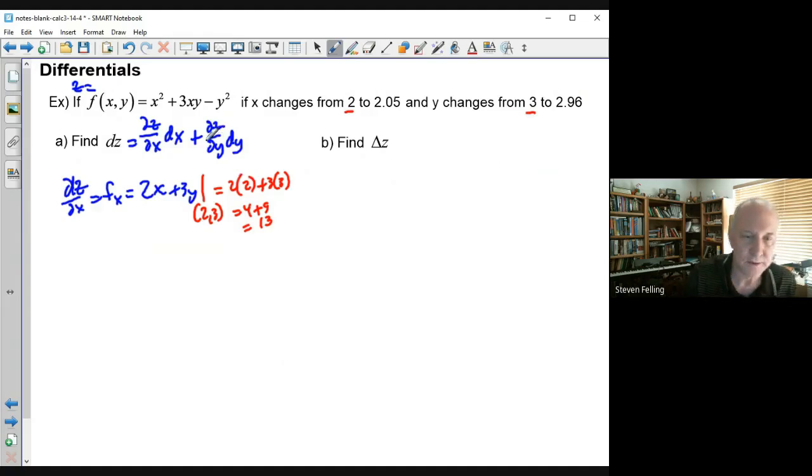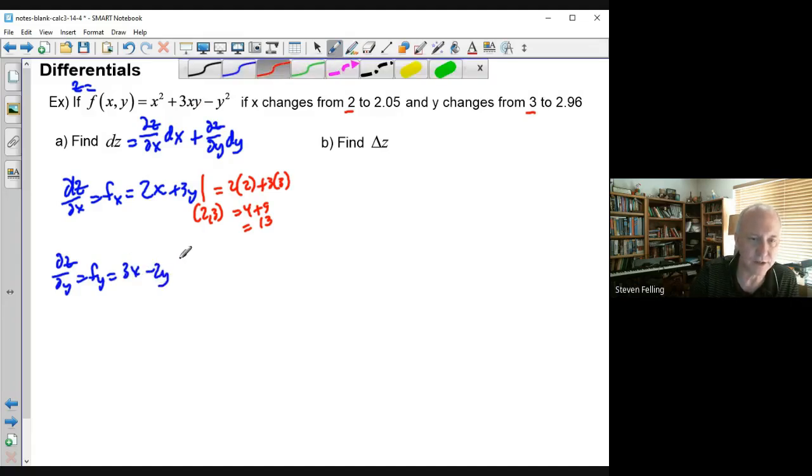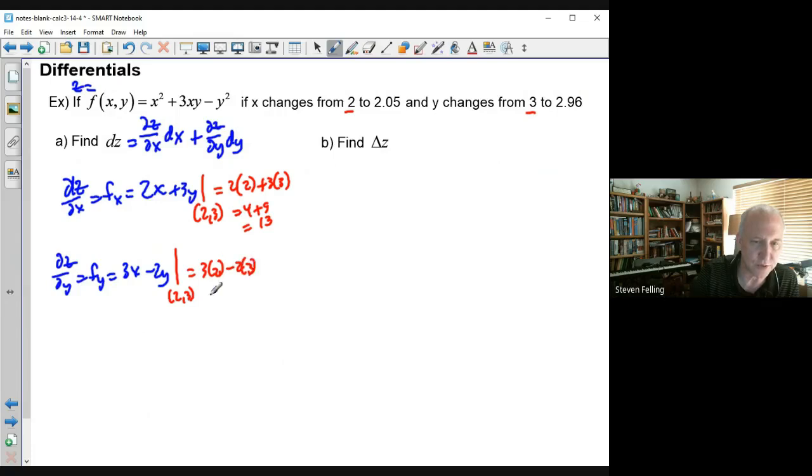Yeah. And then I could do the same thing for dz/dy, which is also fy. So that's a constant, so it's 0. The derivative there is 1 times 3x, and then minus 2y. And I could evaluate that at this same easy-to-evaluate point, 2, 3. So that would be 3 times 2 minus 2 times 3, which would be 6 minus 6, which would be 0, right? And then I would formulate the formula for it.